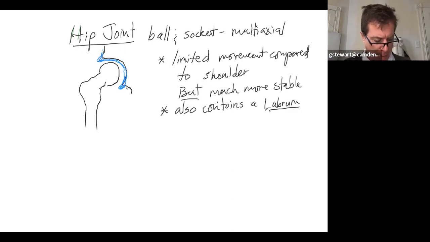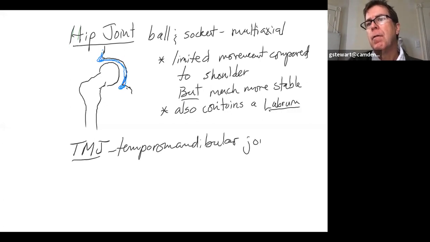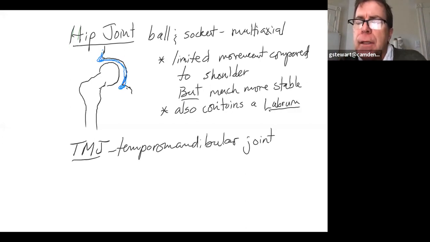All right, we've done some hip business. And finally, the TMJ, which is the temporomandibular joint. This TMJ is more complex than most people think. So this is obviously where the mandible articulates with the temporal bone in the skull.